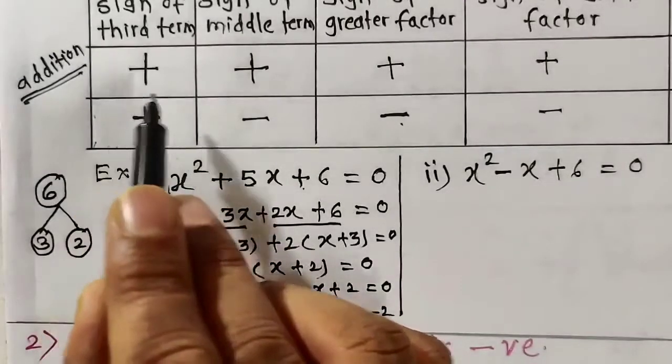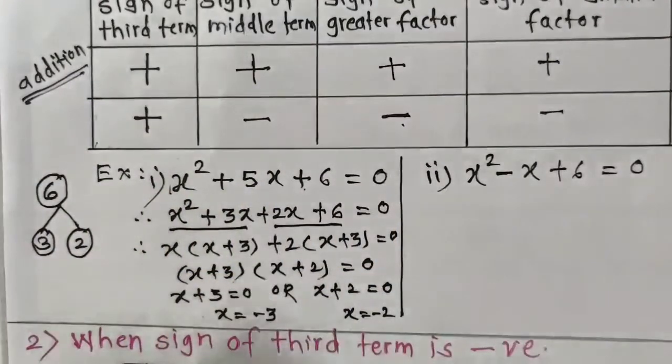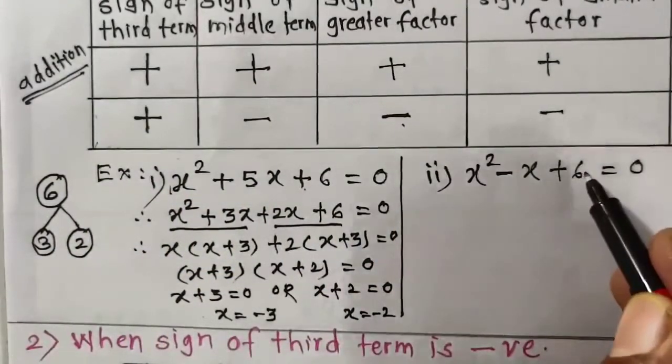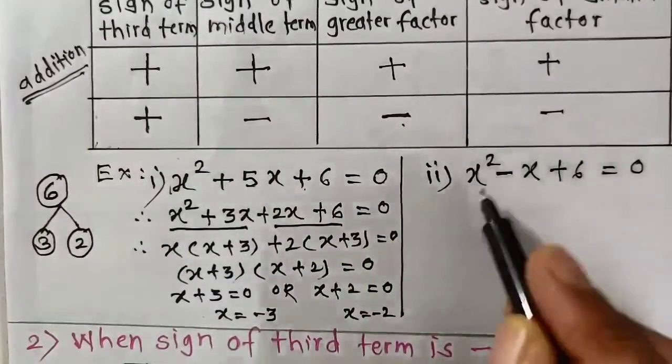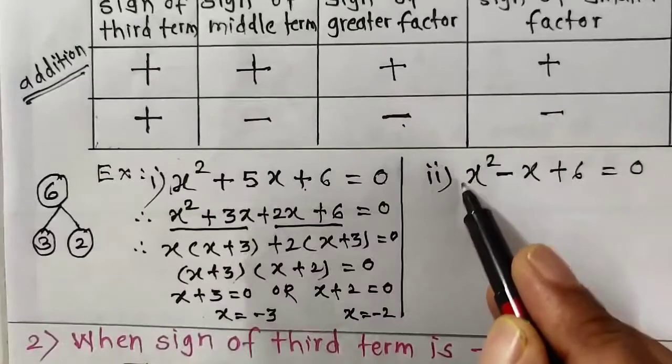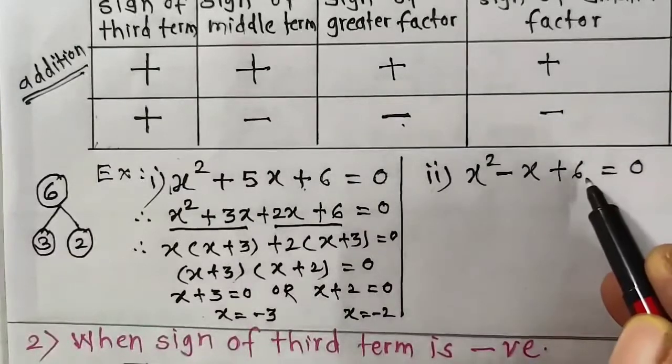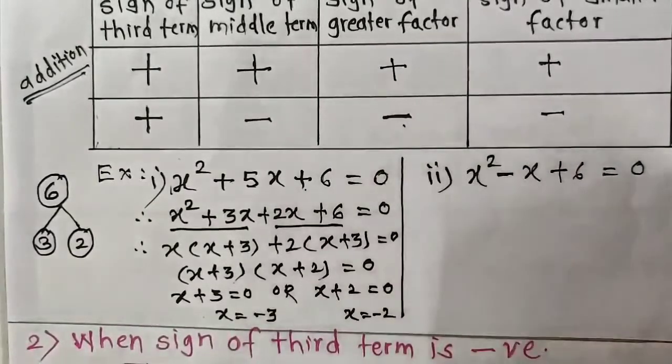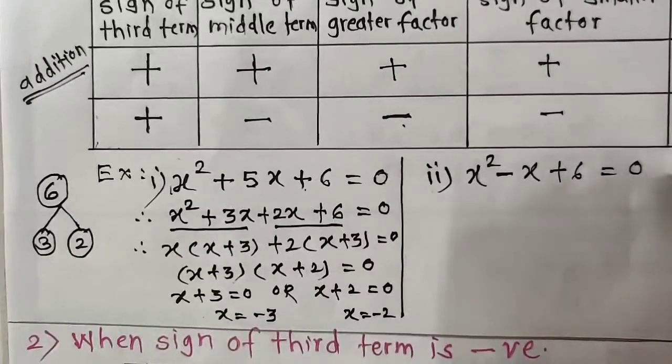So in this way we use this first sign here. Now here the product is positive. So 1 into 6. How to find the product? Coefficient of the first term multiplied by the last term. So 1 into 6 we get 6. This is the product.